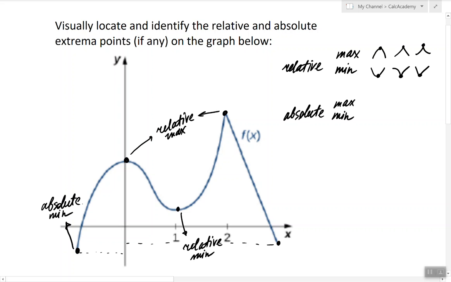Similarly, the largest one will be called the absolute max. So absolute extrema values, they don't have to be relative, and relative don't have to be absolute. So you really have to see what's going on to classify the extrema values.